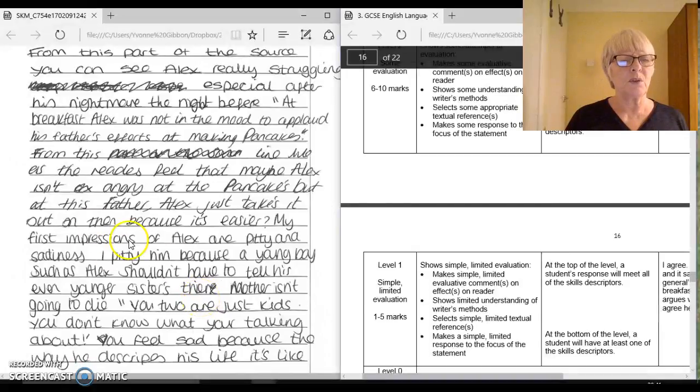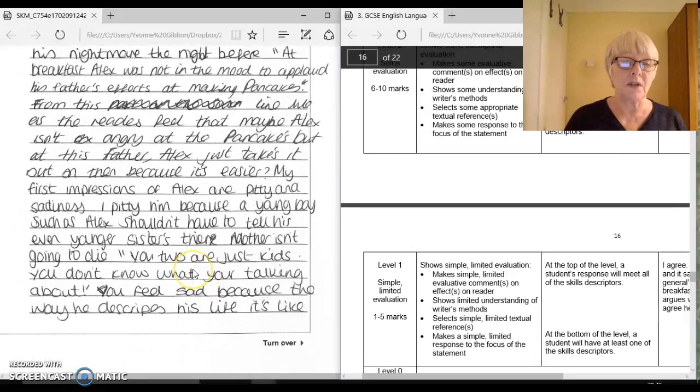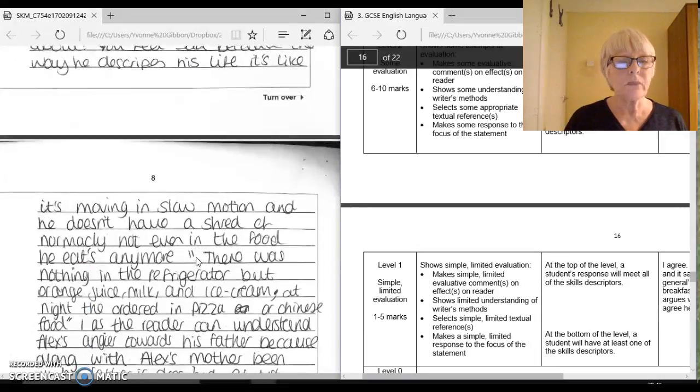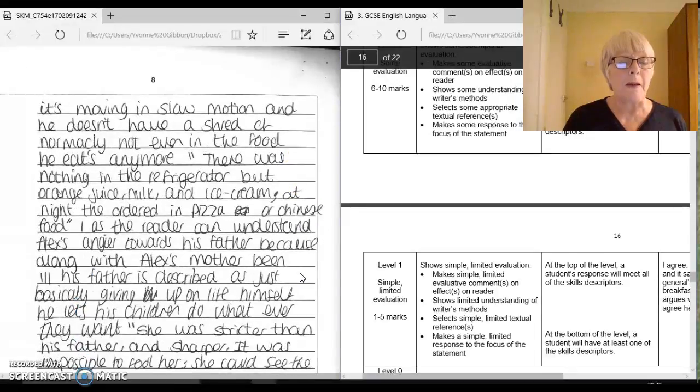You've then gone on and given your impressions of Alex, but what you've actually said, it's not your impressions of Alex, it's your feelings for Alex. And then you've said that he shouldn't have to tell his younger sister the mother's going to die, not going to die, sorry, and you feel sad. I like this bit about his life moving in slow motion and there's no normalcy even in the food that they eat. And you've given the quote again. And you said you can understand Alex's anger towards his father because basically he's not looking after them properly.